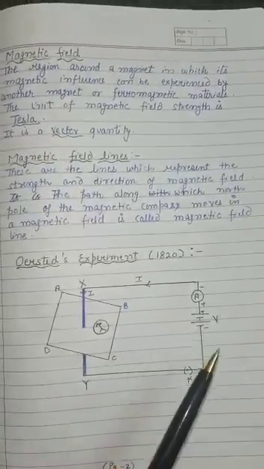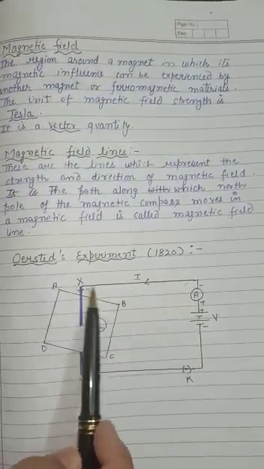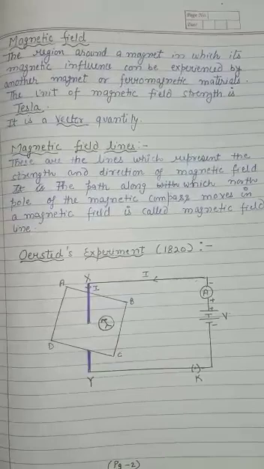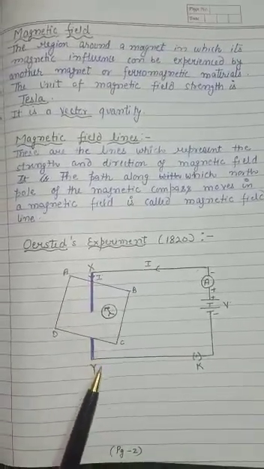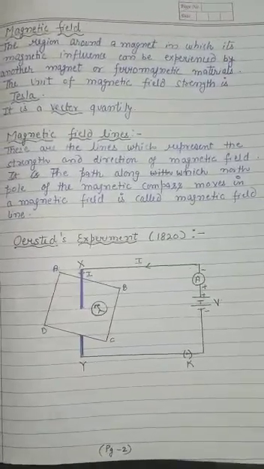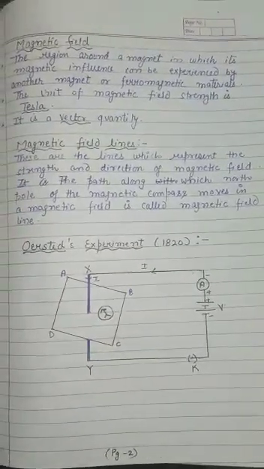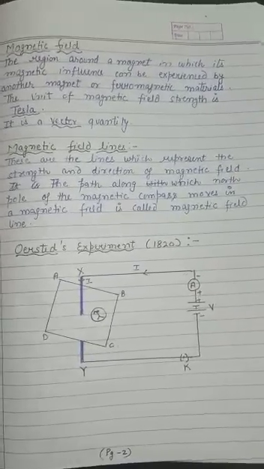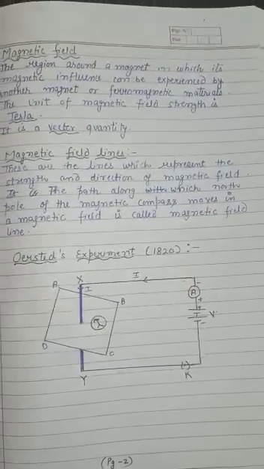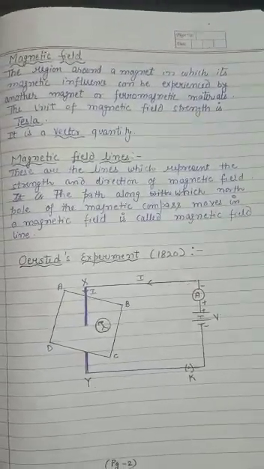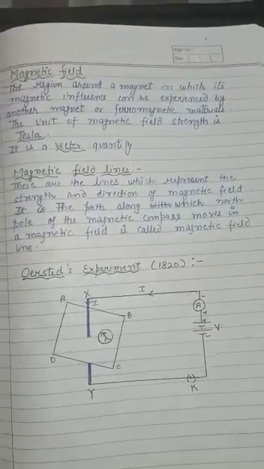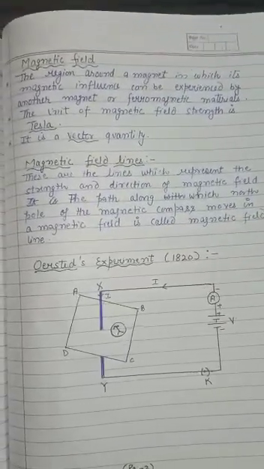Students, the moment I switch on the key, the current will start flowing through the copper wire, and I will observe that the moment the current passes through this copper wire, there is a momentary deflection in this magnetic compass. Friends, a magnetic compass always points towards magnetic north and south of the earth. There will be deflection in the magnetic compass only when it is kept in the magnetic field of some magnet. Now here there is no other magnet except the magnetic compass.